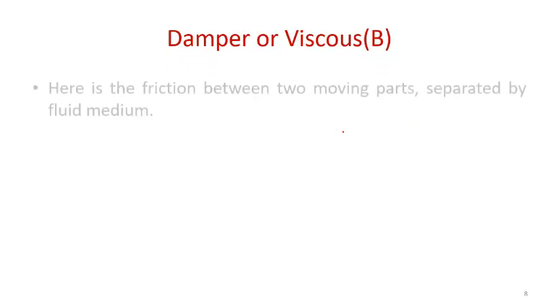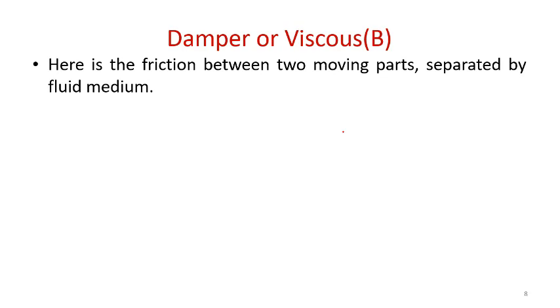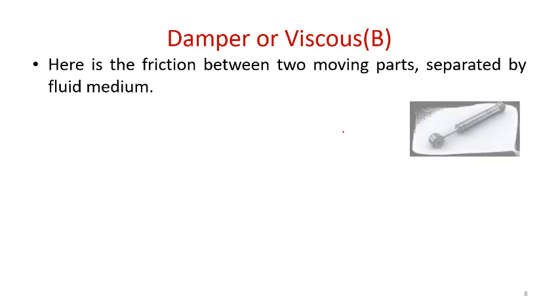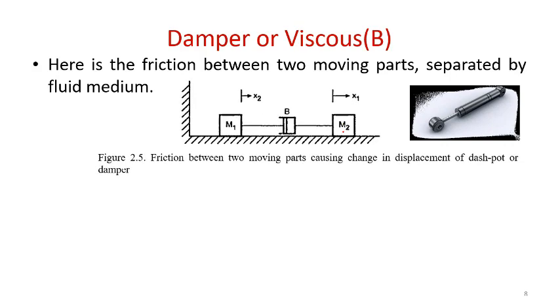Okay. So now consider the friction element between two moving parts separated by a fluid medium. For example, there are two moving parts: here one moving part, and here also one moving part. So both ends are free to move. In the previous case we had one end fixed and one movable, but in this case there is a displacement x1, and because of that there is another displacement x2. The friction between two moving parts causing a net change in displacement is shown in the figure.